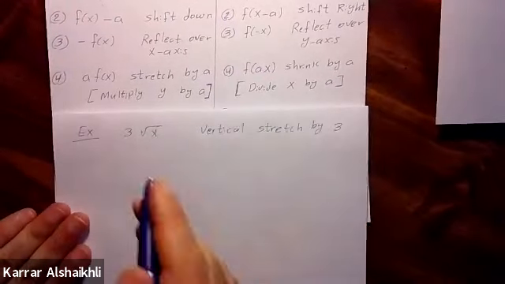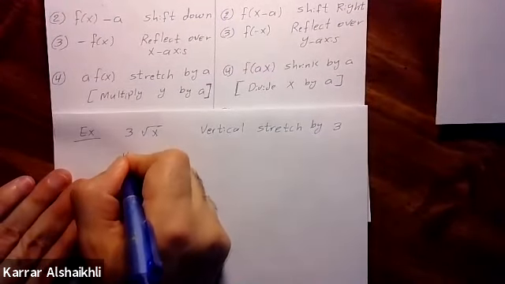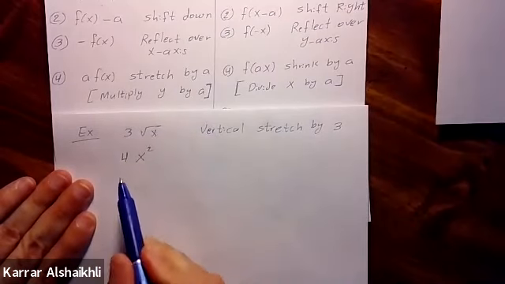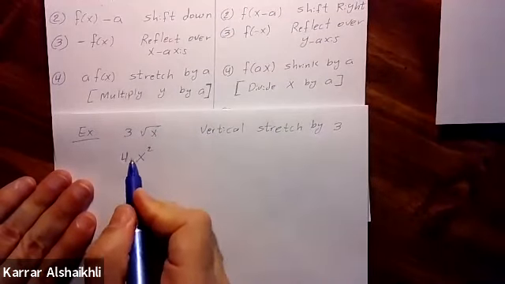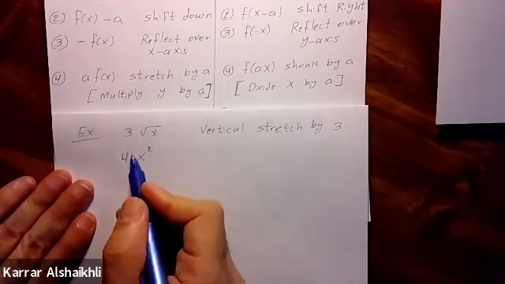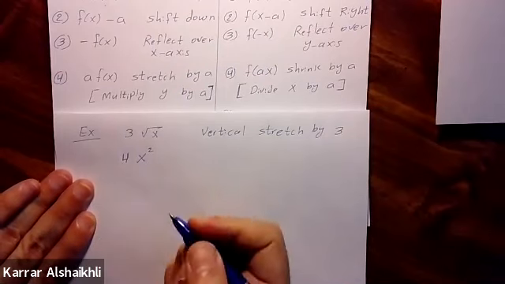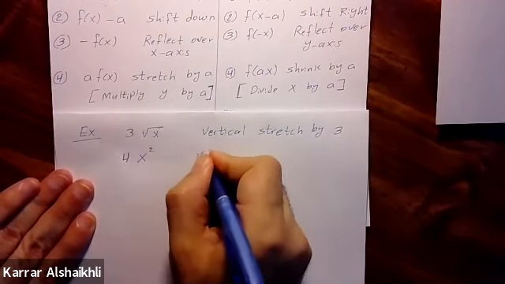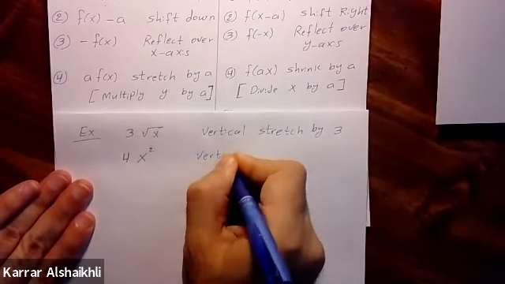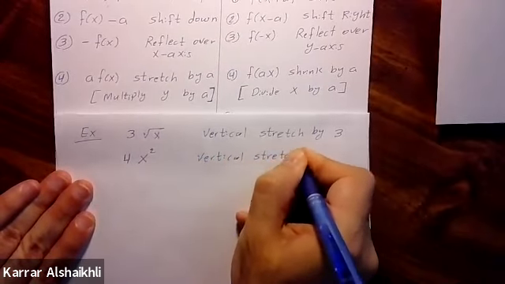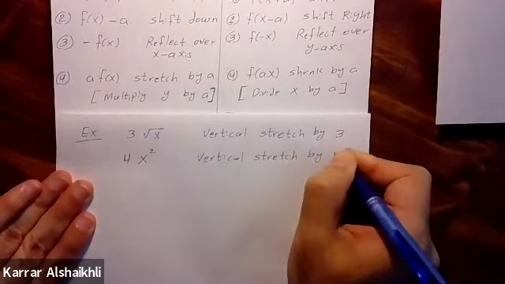Now let's do another example. If we have 4x squared, you see 4 times x squared, that means here's the parent function x squared, and here's the number multiplied by the parent function. So it's going to be vertical stretch by 4.